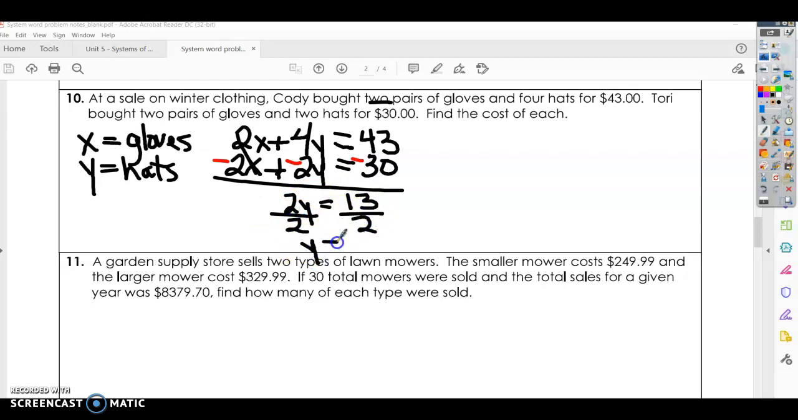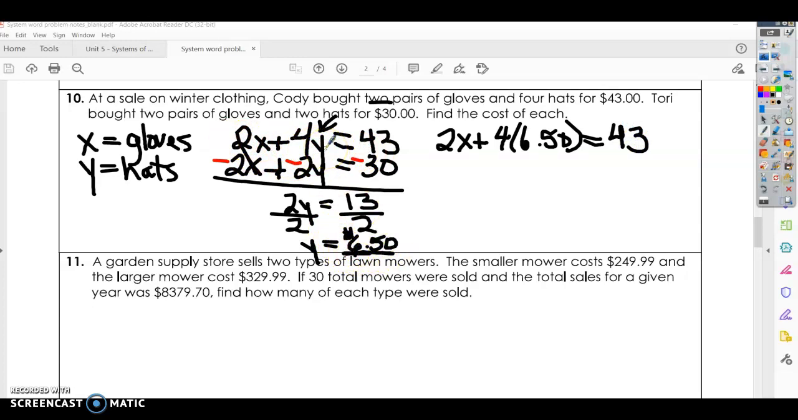Divide by 2. And half of 13 is 6.5. So that's $6.50 because we're talking about the price for hats. All right, now we're going to take this y equals, and we're going to plug it back into one of these equations. So I'm going to say 2x plus 4 times y. Y is $6.50. And that should equal $43. So I just took this original equation and I'm substituting $6.50 in for y.